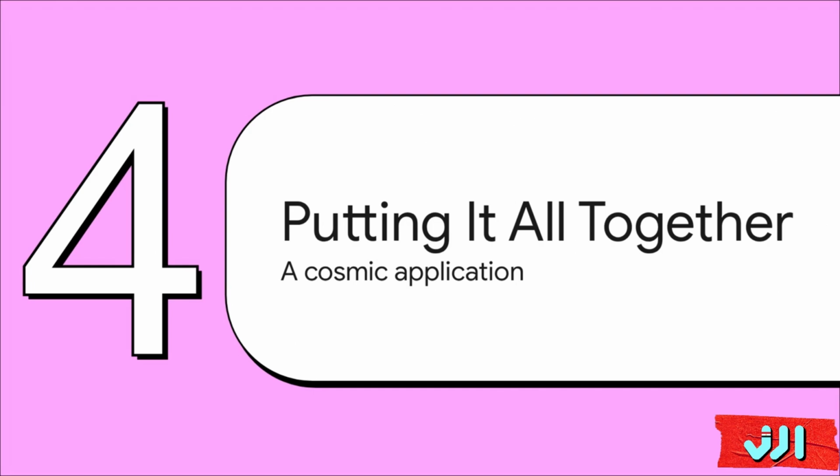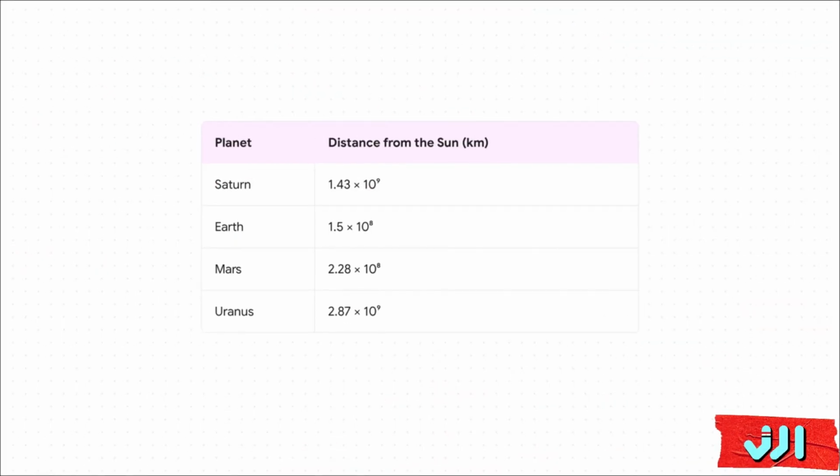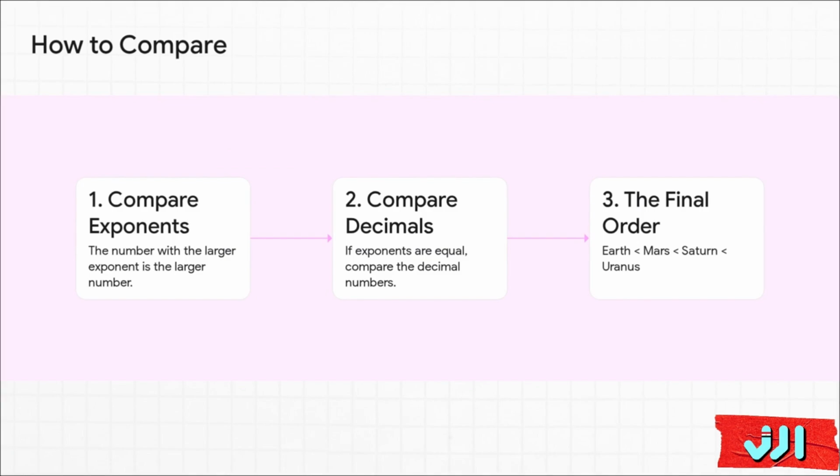Okay, so we've got the rules down and we've practiced the moves. Now let's see how this simple little system lets us make sense of the entire cosmos. So check this out. We've got the distances of 4 different planets from the sun, all in scientific notation. Now, just by glancing at this, can you tell which planet is farthest away? If these were written out with all their zeros, it'd be a total pain. You'd be sitting there counting digits and it would be so easy to make a mistake. But with scientific notation, it's incredibly simple.